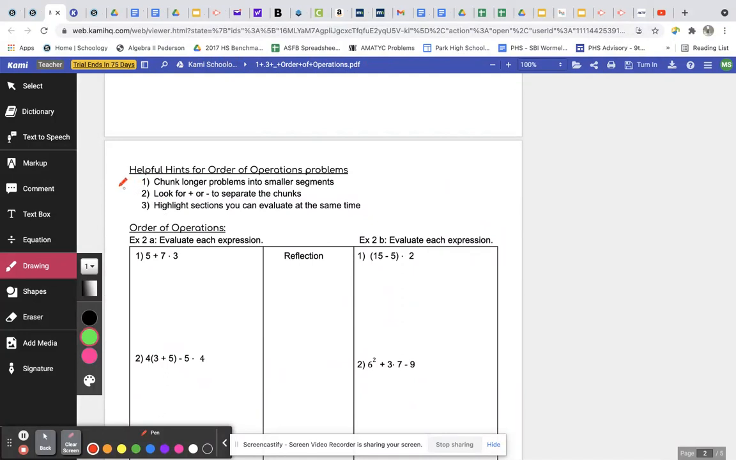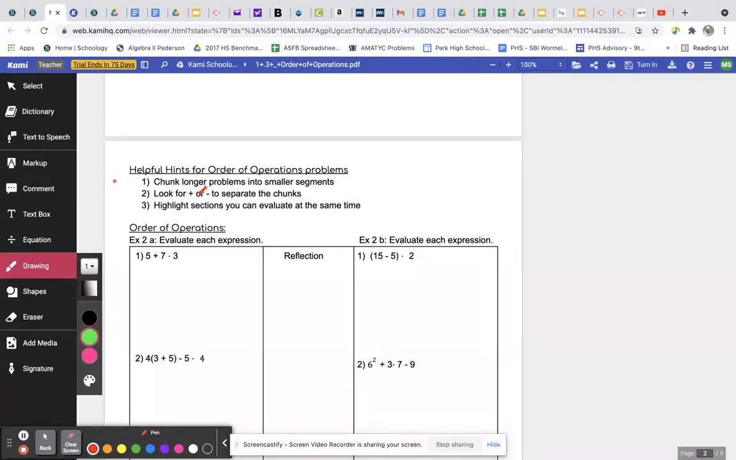These are some helpful hints that will guide you in kind of the right direction. It may help you to chunk these problems into smaller, bite-sized pieces so that they're able to be done a little bit easier. You're going to look for addition and subtraction to separate the chunks. And you can even highlight sections you can evaluate at the same time if you like to do that.